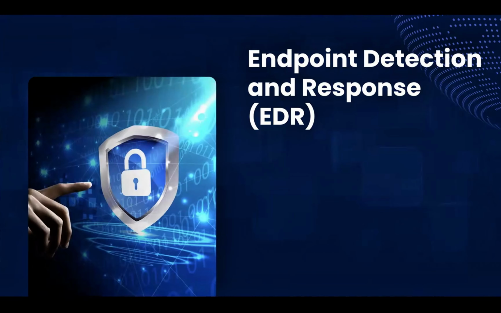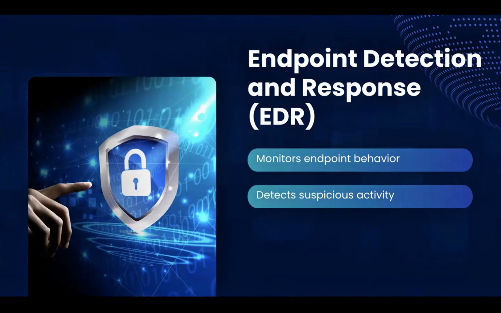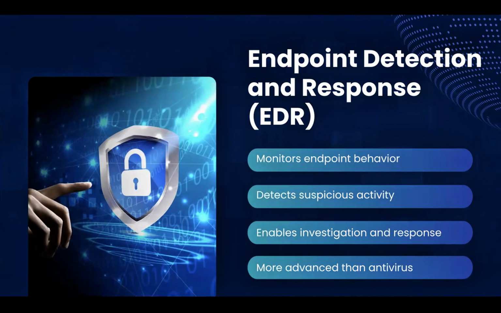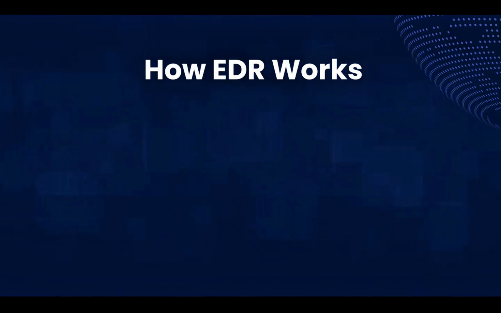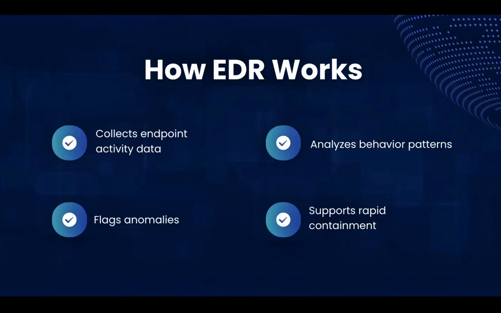Another way to secure endpoints is by using EDR, which is known as Endpoint Detection and Response. EDR adds deeper visibility to endpoints. It monitors endpoint behavior continuously, it detects suspicious activity, it supports investigation and response, and it is more advanced than traditional antivirus. Now, how does EDR work? EDR focuses on behavior, not just files, compared to traditional antivirus. EDR collects endpoint activity data, it analyzes behavior patterns, it flags anomalies, and it enables rapid containment.